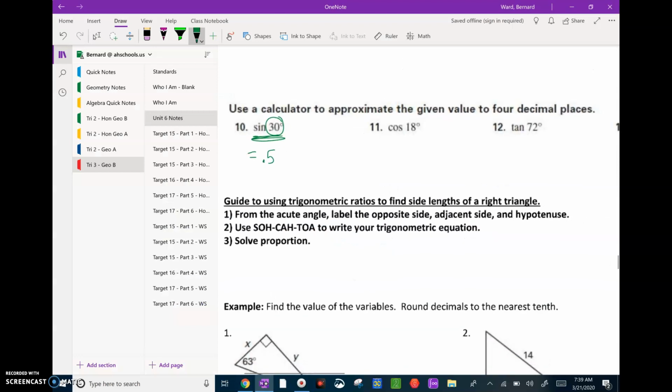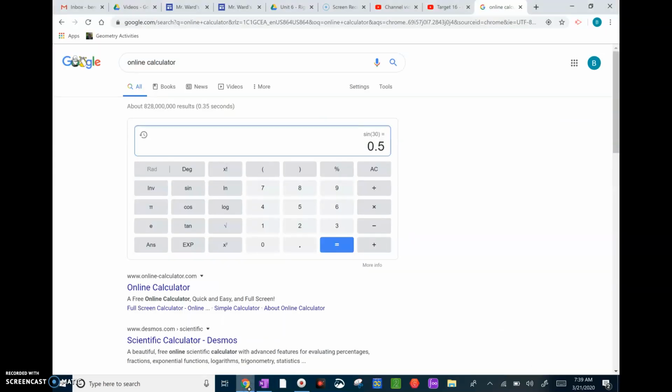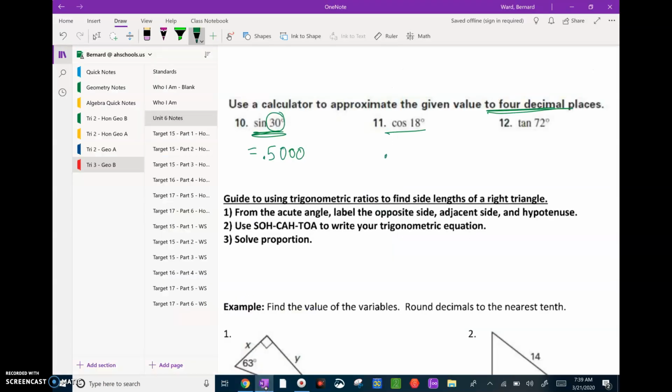It says use a calculator to approximate to 4 decimal places. So 0.5000. Now let's go check cosine of 18. Go back here, we can clear that. This time we'll hit the cosine button and we'll put 18 into the parentheses. Hit equal. That's 0.951, and if we round up, 0.9511. And so we can write 0.9511.